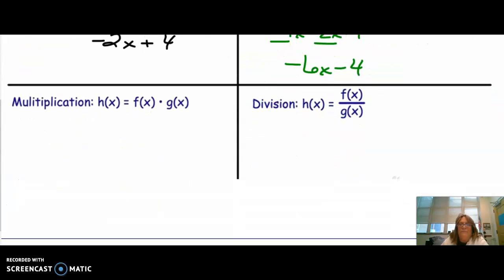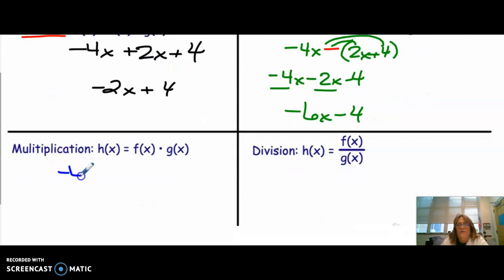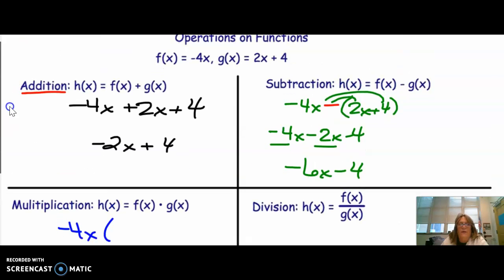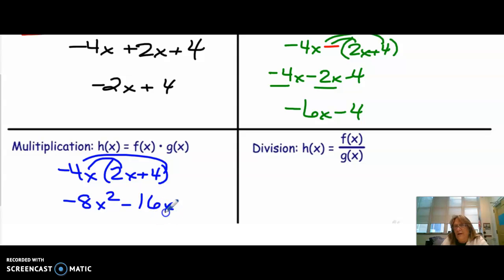For multiplication, we're going to have our equation of negative 4x, and we're going to multiply that times our 2x plus 4, our g equation. So we're going to have to use our distributive property here and here. That's going to give me a negative 8x squared minus 16x. There's no like terms that we can combine on this, so we're done with that one.